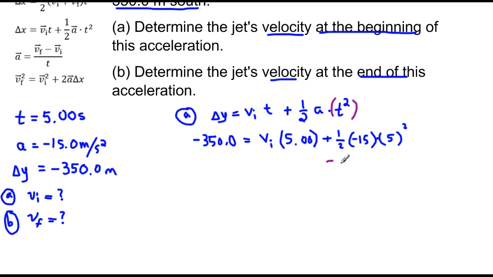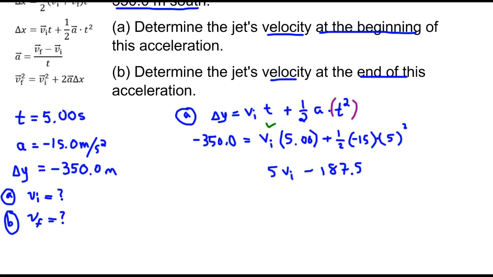Minus 1/2, I'm going to subtract. Well, let me go ahead and calculate that first. 1/2 times -15 times 5 squared, and my calculator says this is minus 187.5. So I've got 5 Vi minus 187.5. I switched the order of these because when I write unknowns, variables with their numbers, I usually write the coefficient out front, so I just switch the order.